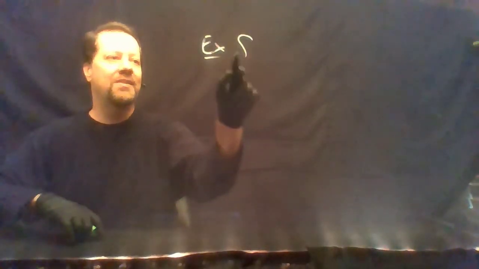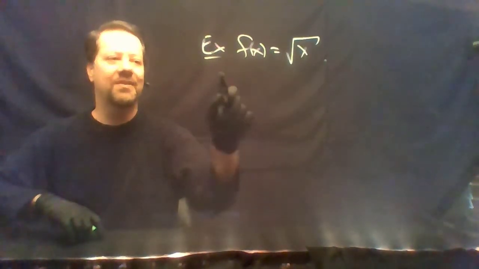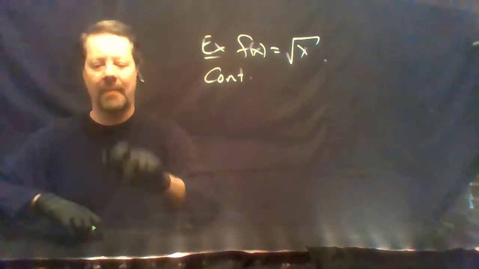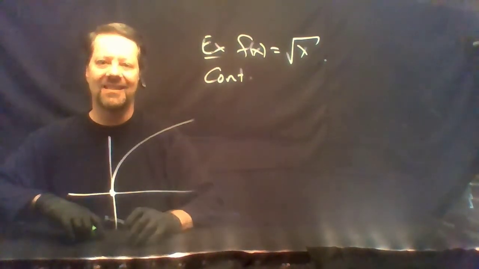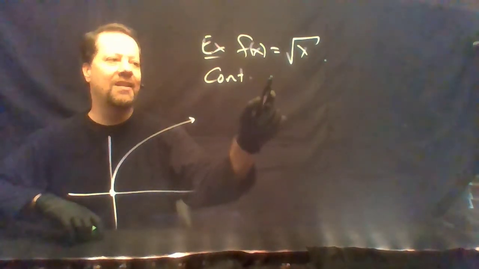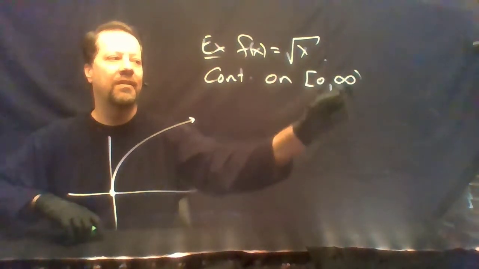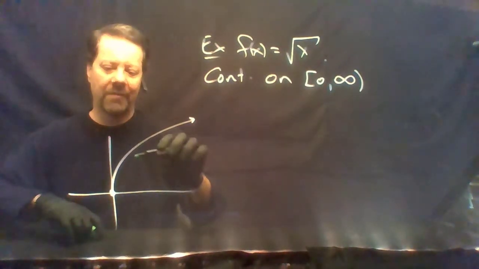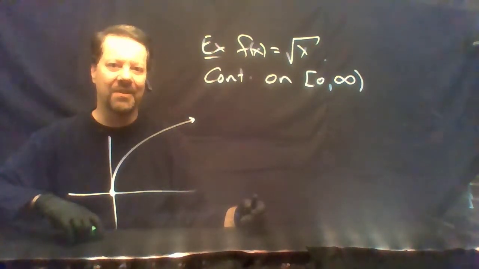Where is the square root function continuous? The graph of the square root function comes up like this. It goes off forever in this direction. It is continuous on the set from 0 to infinity, where of course we use the one-sided limit as we go towards x equals 0.